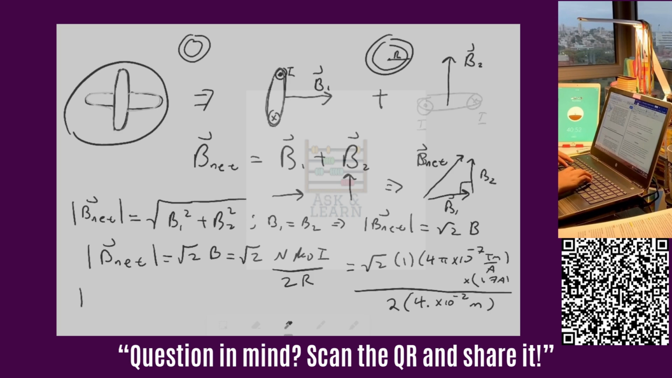Put all this in our calculator, and we get that the net magnetic field at the center of this combination of circular loops is 3.8 times 10 to the negative 5 teslas. And that's our answer.